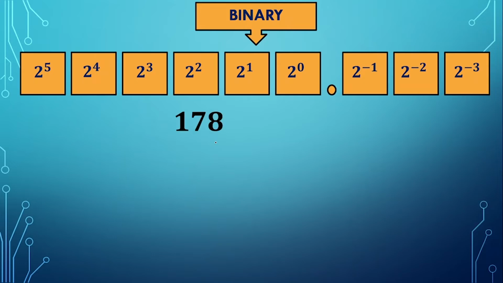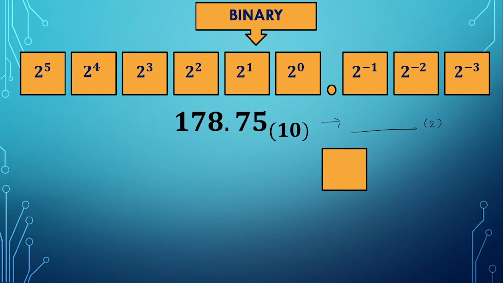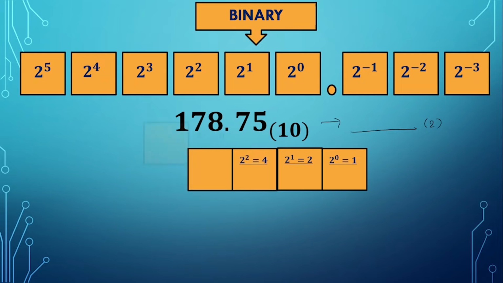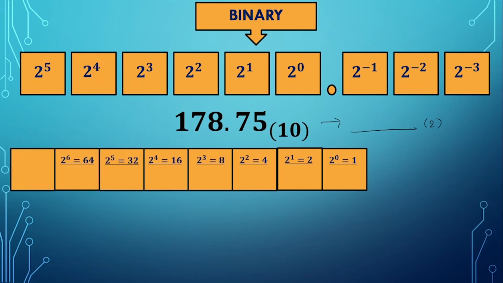Say for example, if I want to convert the number 178.75 from decimal to binary, then according to the streamline method, what will I do? I will first have the arrangement of blocks as per my requirement. See, in the integer part I want 178.